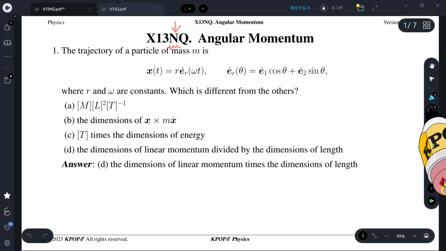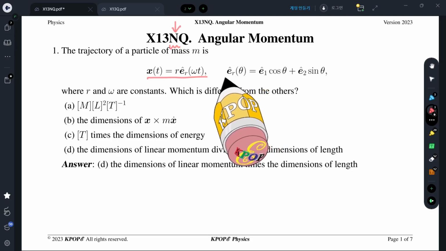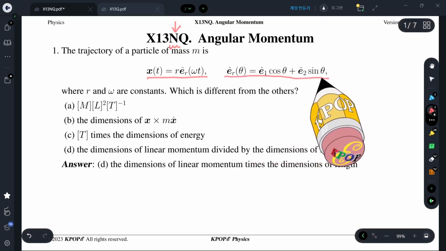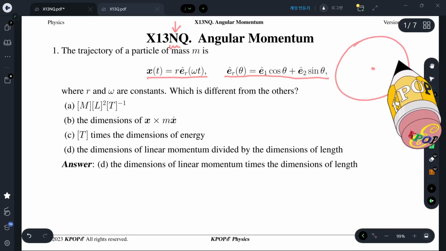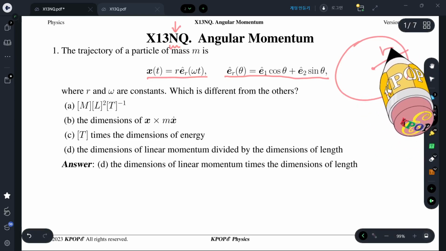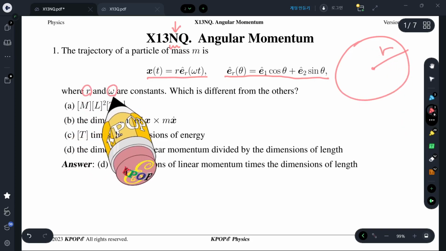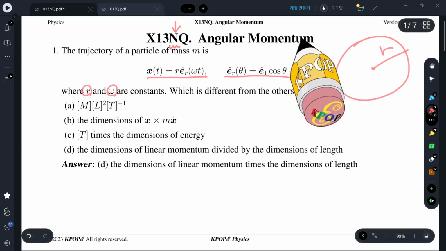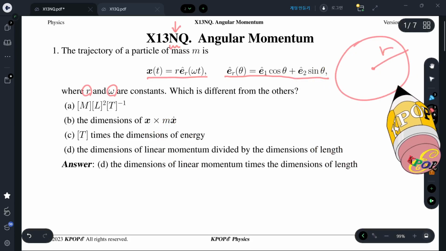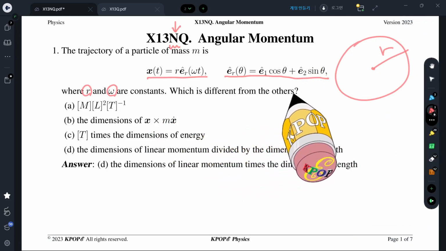The trajectory of a particle of mass m is this. It is a circular motion, and we have a unit radial vector, center, the radius, where radius r and angular frequency omega are constants. So the system is making a uniform circular motion, which is different from the others.